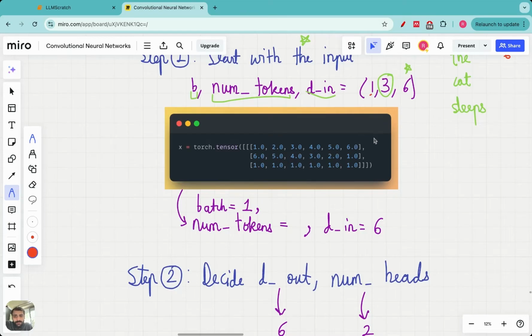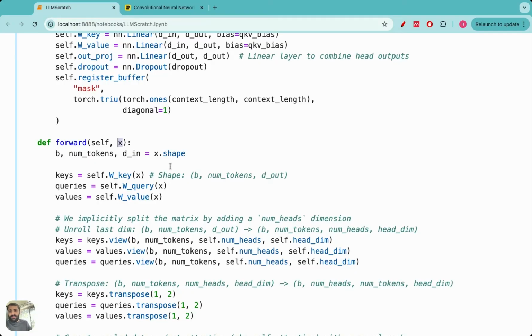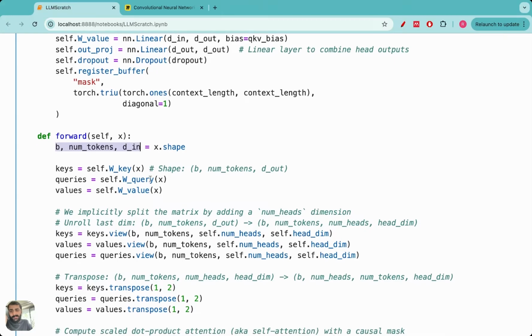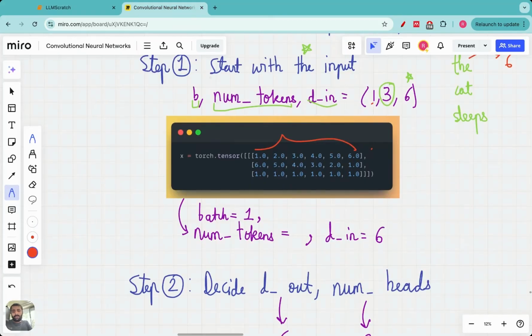Why 3 by 6? Because we have 3 rows here and we have 6 columns. Each row consists of six dimensional vectors. So I hope you have understood how the input has been defined. So here you can see the input shape is b comma number of tokens comma input dimensions. So I hope you have understood this. Okay. Now let's come to the next step.